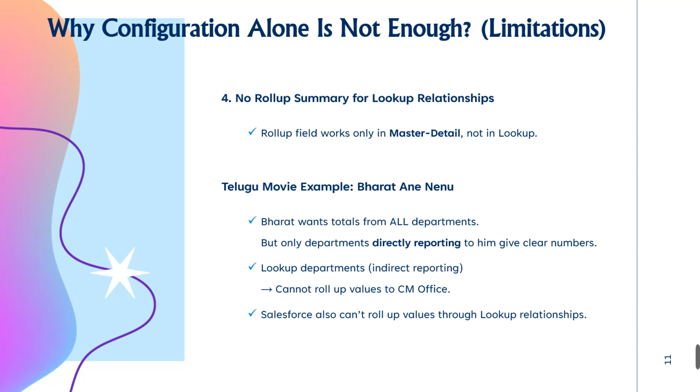Okay, we'll take the movie Bharat Ane Nenu. So Bharat wants totals from all departments, like he needs some information. Only the departments directly reporting to him give the clear numbers. Suppose all departments, how many people are there or something, if they are directly reporting to Bharat, then only they can have the clear numbers. Okay, it's the same thing. Lookup departments are indirect reporting. Okay, cannot roll up the values to the CM office. Correct.